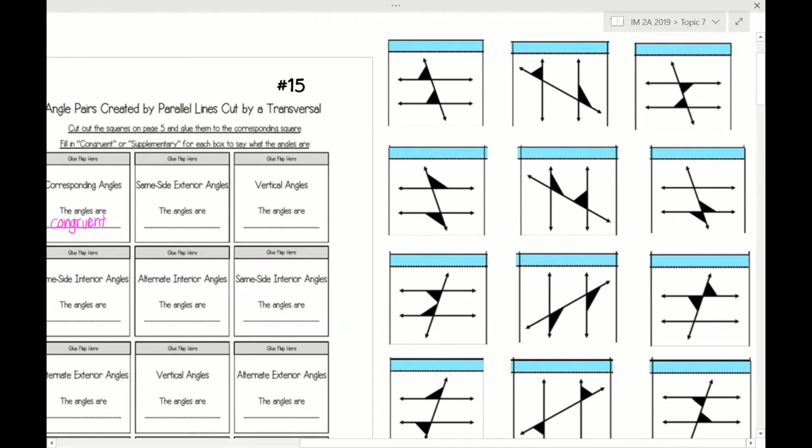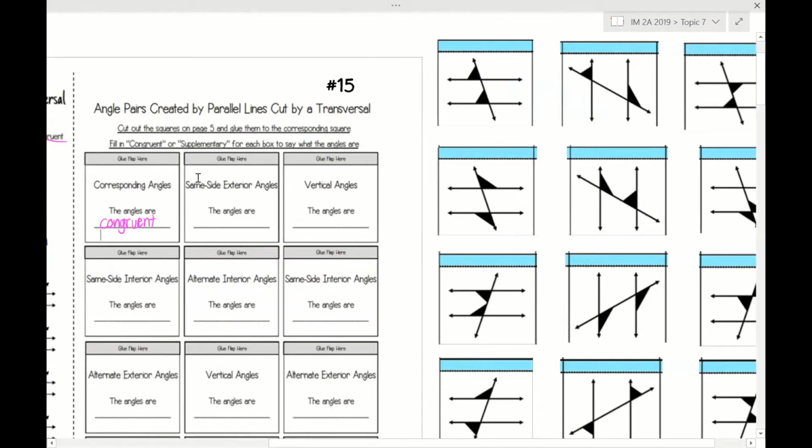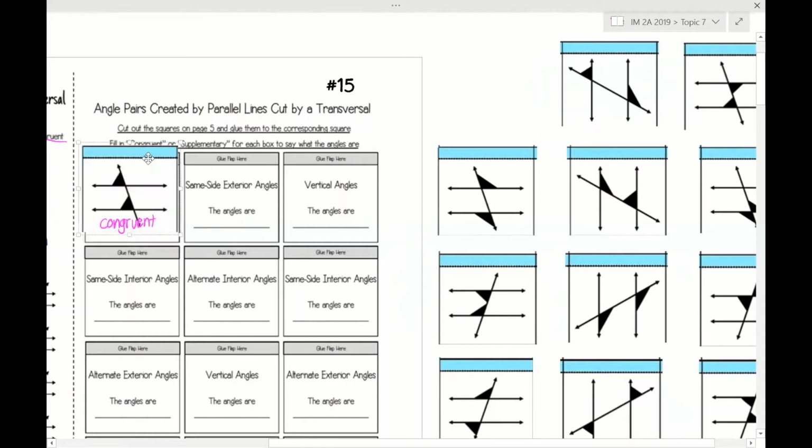So if the angles are corresponding, they're in the same location. For example, this first tab is corresponding because I have one in the top left on this parallel line, and then I have another one in the top left on the bottom parallel line. So this picture is an example of corresponding angles. You're going to fold this on that dotted line and glue where the blue is attached to where it says glue flap, so that you should be able to flip it up and down, just because of the nature of what I did.